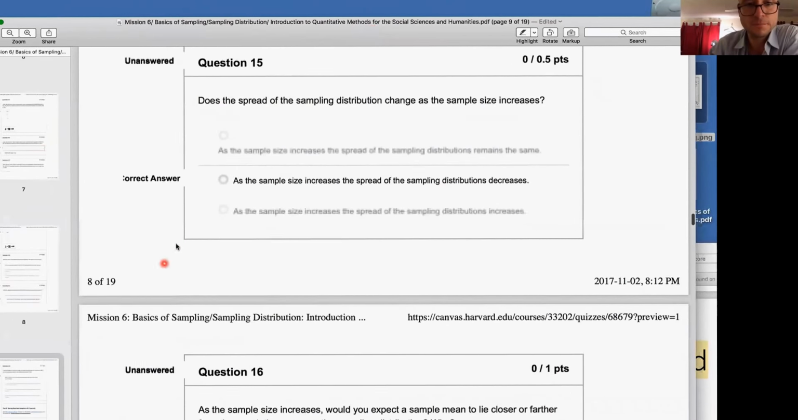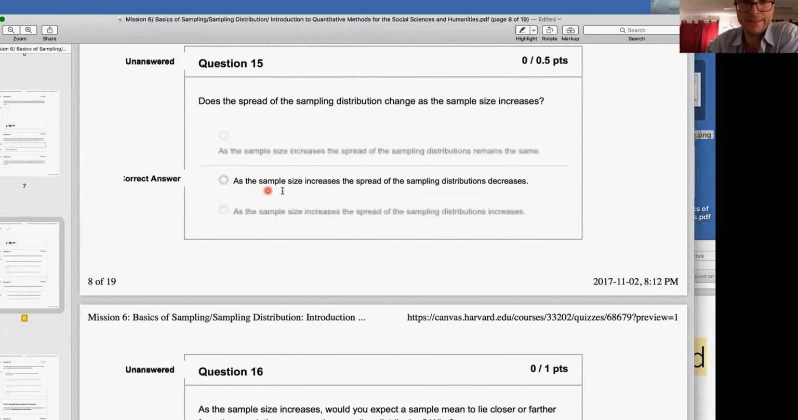So that's what I basically showed, right? As the sample size increases, the spread of the sampling distribution decreases. That was the blue bell curve, the one with a very high peak.